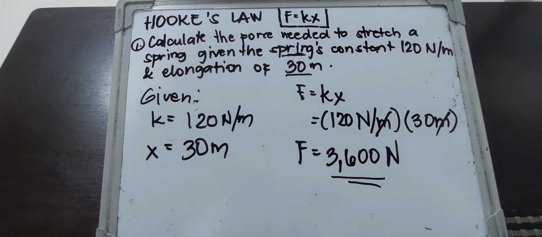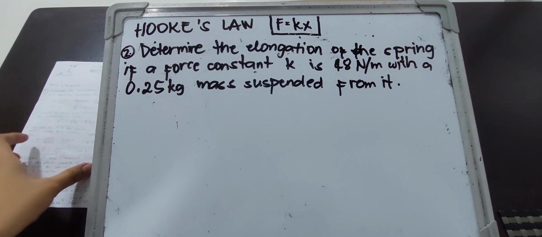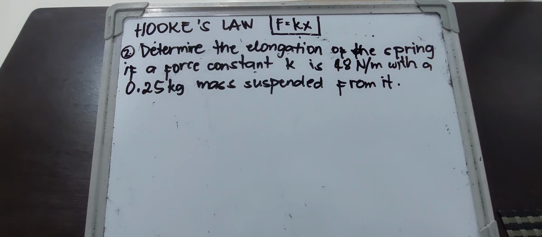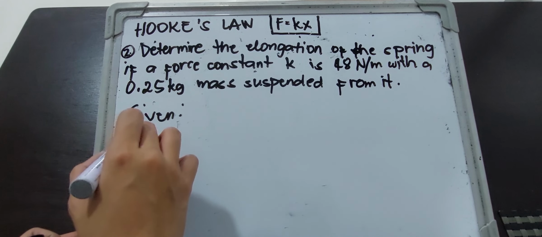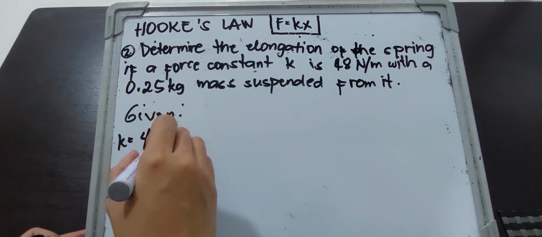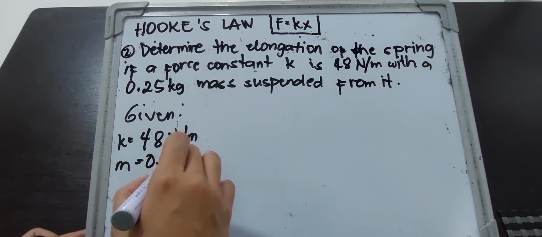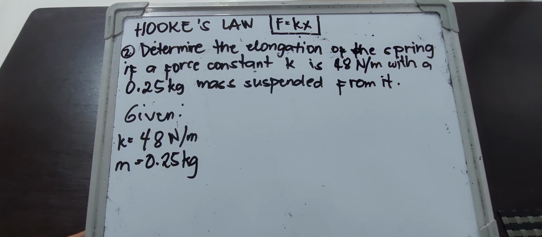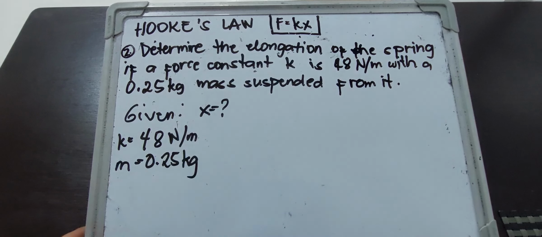Okay? Second example. Okay, number 2, determine the elongation of the spring if a force constant K is 48 newtons per meter with a 0.25 kilogram mass suspended from it. So let us all write the given. Given our spring's constant is 48 Newton per meter, our mass is 0.25 kilograms. So our unknown is the X or the elongation.